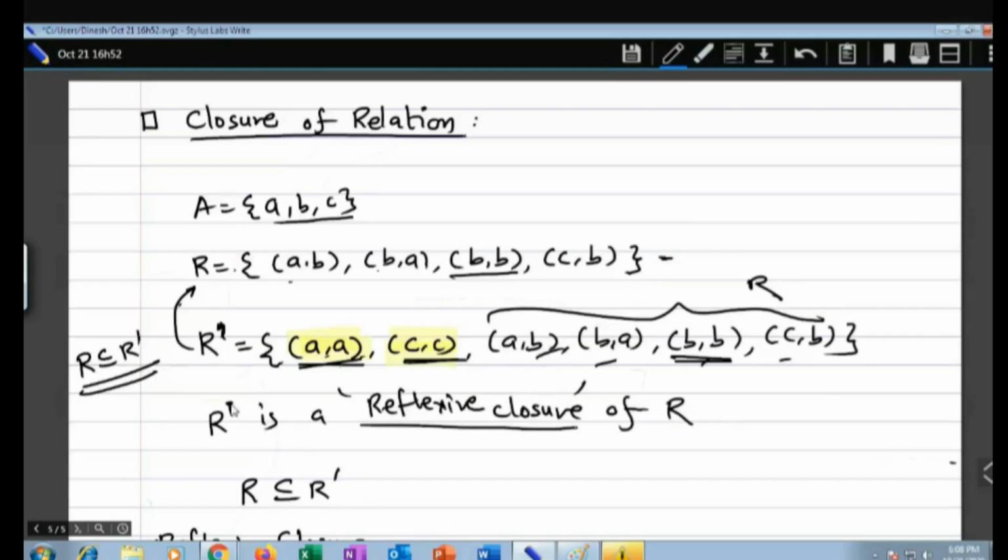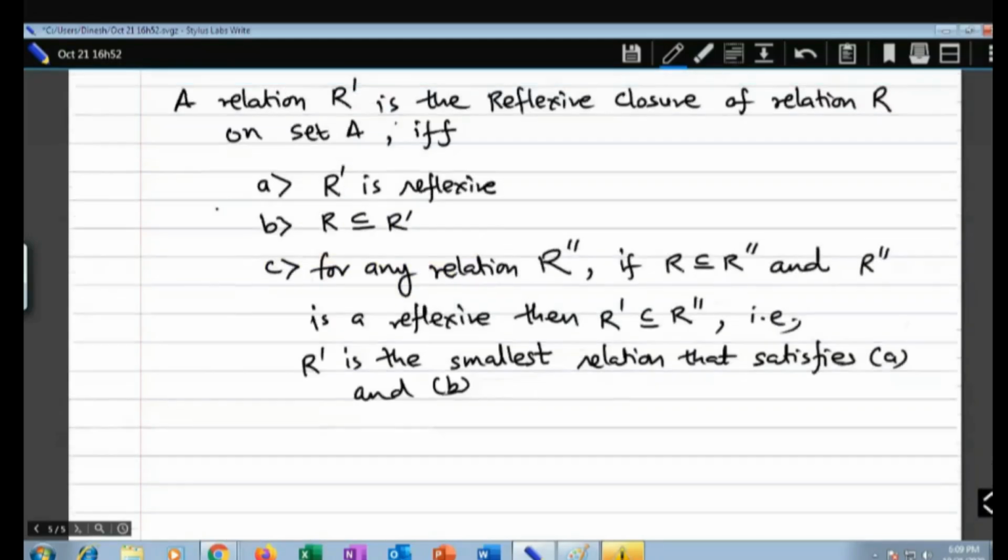Okay, so R dash is the reflexive closure of R if R is a subset of R dash and R dash itself is reflexive. Okay, so these are the two conditions. So these two conditions are sufficient for us. And the third one says that you should add the minimum one that will make R dash a reflexive one. So for any relation R double dash, if R is a subset of R double dash and R double dash is reflexive, then R dash must be a subset of R double dash. That is, R dash must be the smallest relation that satisfies condition A and B. So this is what condition number C tells us.